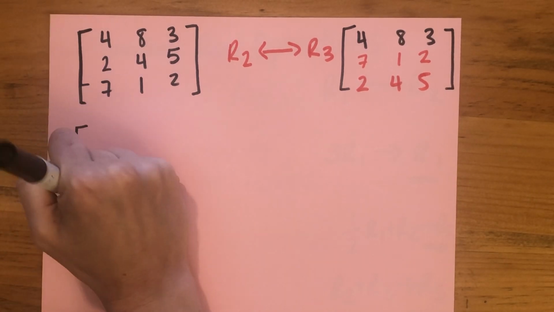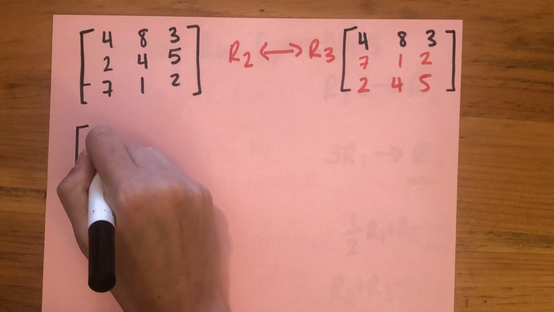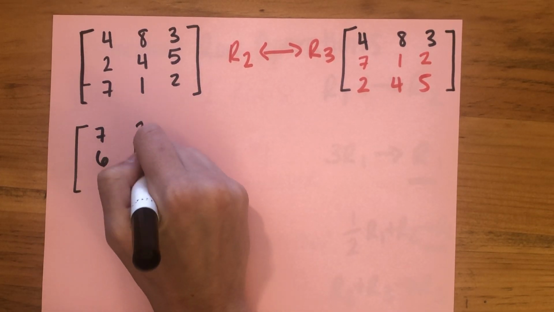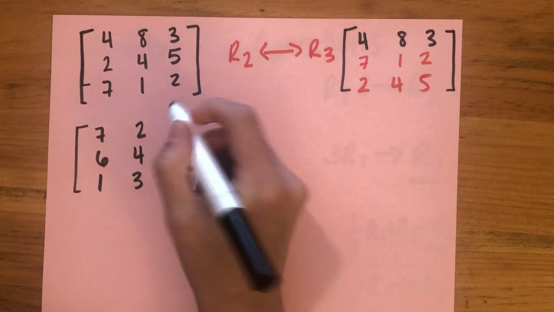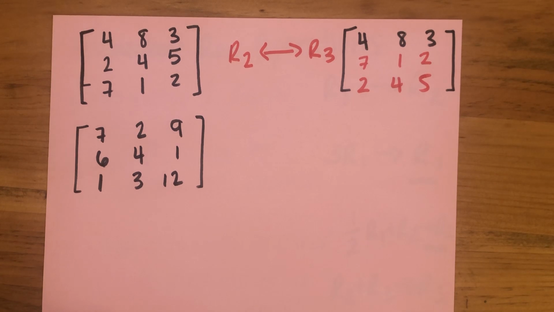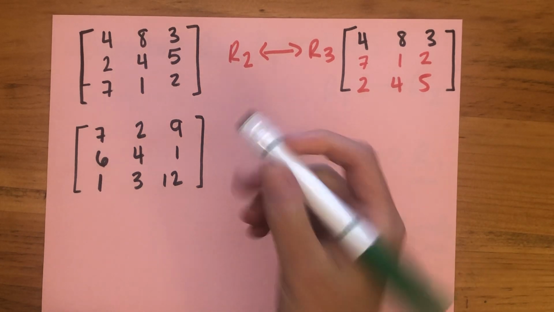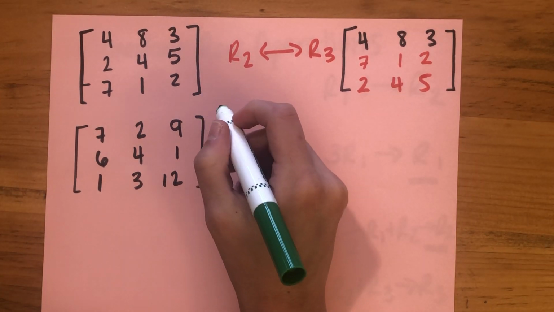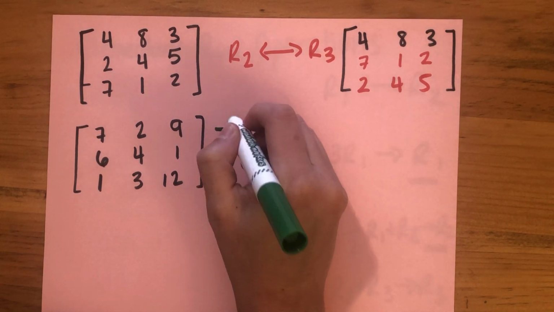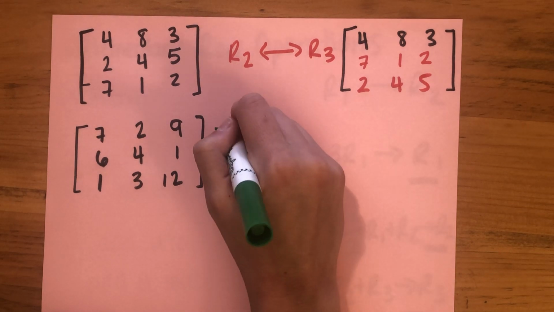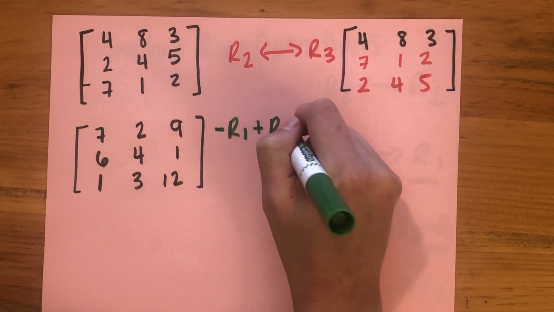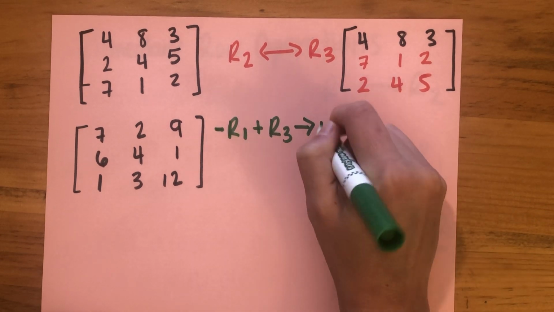And let's say we have 7, 6, 1, 2, 4, 3, 9, 1, 12. So again, this is a 3 by 3 matrix. Let's change it up a little bit. Let's do something a little bit more challenging. Let's do negative R1, add that to R3, and let's keep it in R3.